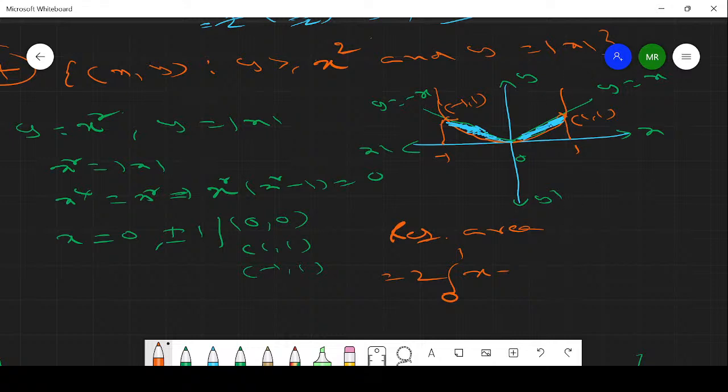This is the parabola. So you can think about this as a parabola, y equal to x square parabola. This is the parabola shape. I drew the parabola shape in green color, and that red color is the parabola. Because here I can write the integral of x minus x square dx.